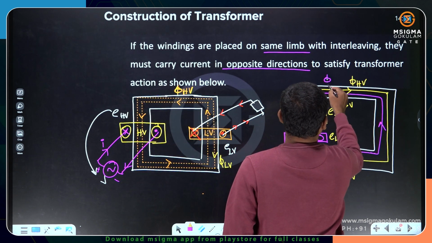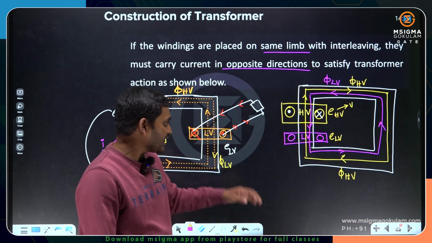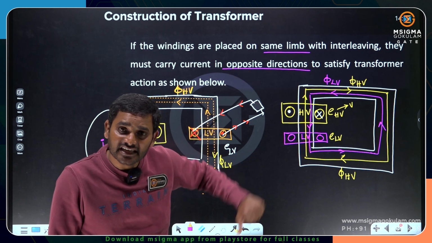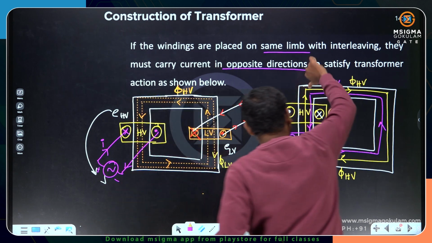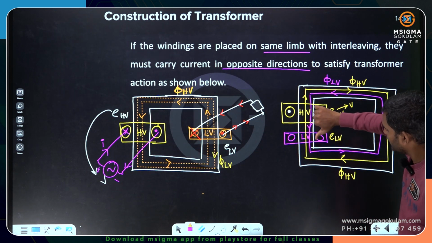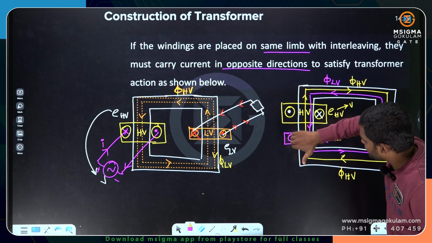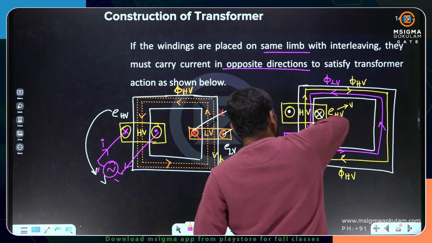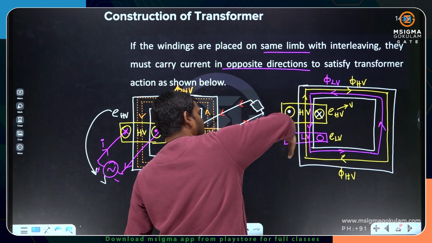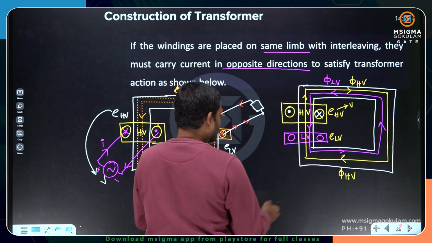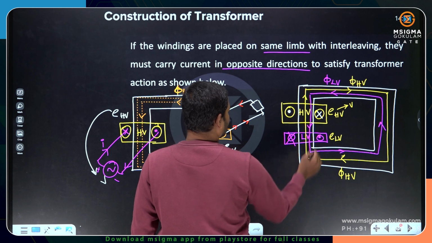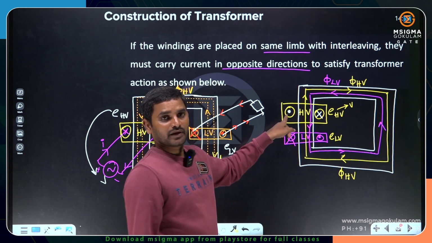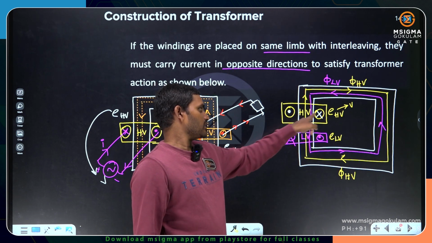Okay, let me take up phi LV. If you are expecting the flux lines in the downward direction, what must be the current direction? Apply the right hand thumb rule. If you are expecting flux in the downward direction here, the current has to enter on the left side and leave from the right side. Yes or no? Current should enter here and leave here. So it will be a cross mark and this will be a dot mark. You see current polarities. If it is dot, cross. Cross, dot.